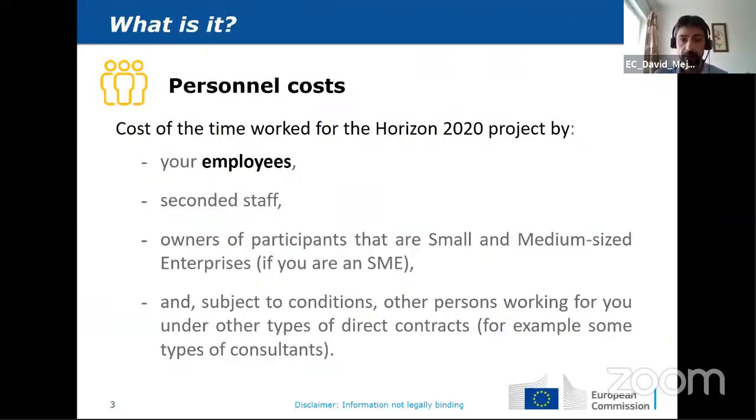Then we have the specific case of the owners of participants that are small or medium-sized enterprises and who work in the project. We will have a small piece of information later on this particular case. So these are also personnel costs. And finally, the tricky case, I would say, is the cost of other persons who work for you as beneficiary, but not as employees, but under other types of contracts, typically service contracts, and that's most likely what you will qualify as consultants. In some cases, they can also be declared as your personnel cost. We'll have another word on that later on.